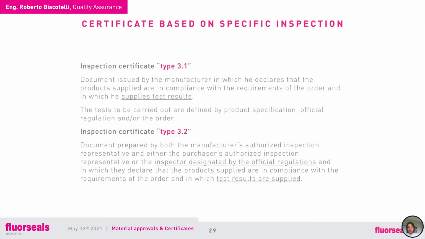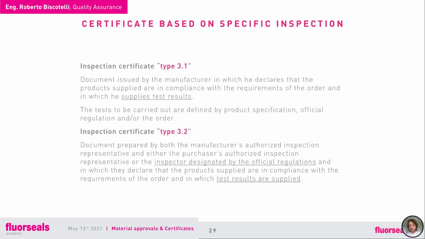Then we have the type 3.2. This is the highest quality level we can get. Here is basically just a 3.1, but the caveat is that the inspection is not done only by the manufacturer, but also by a purchaser inspector, so a purchaser representative, or an inspector that has been designated by official regulation. And here, as for the other certificates, we supply test results.